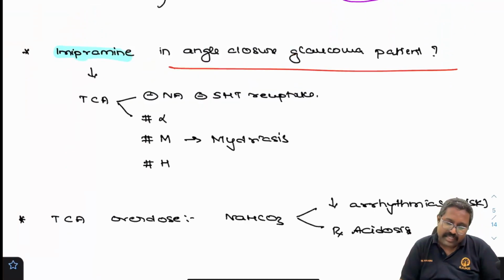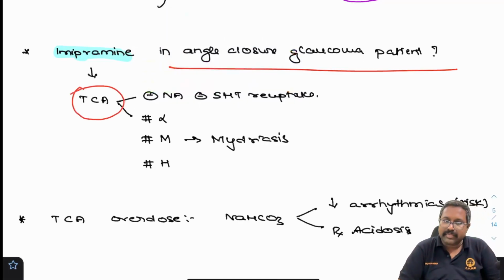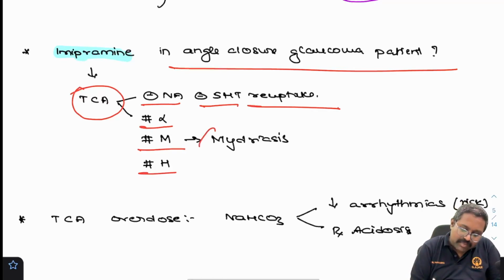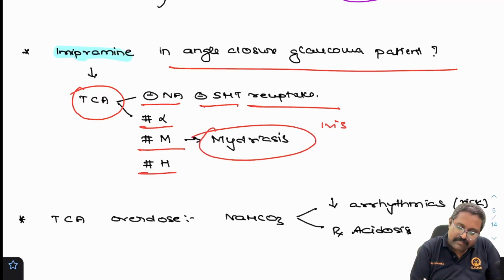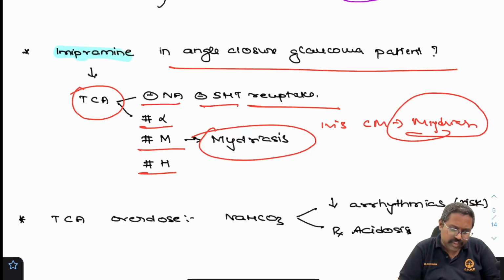So imipramine, can we use imipramine in case of angle closure glaucoma? No, since imipramine being a tricyclic antidepressant, its main action is to block noradrenaline and serotonin reuptake. Along with it, it also blocks the alpha receptor, muscarinic receptor, and H1. If they block the muscarinic receptor on the iris, on the circular muscle fibers, what does it cause? It causes mydriasis, dilatation, and it is a contraindication for use in angle closure glaucoma.